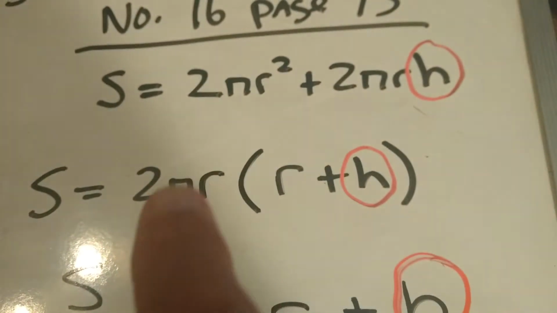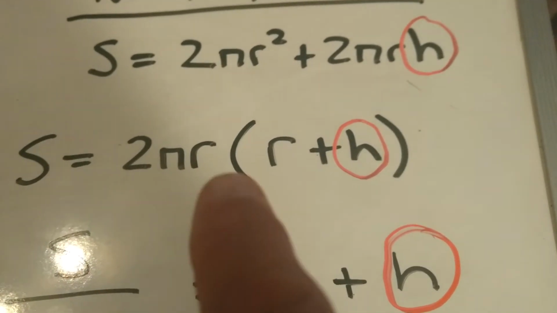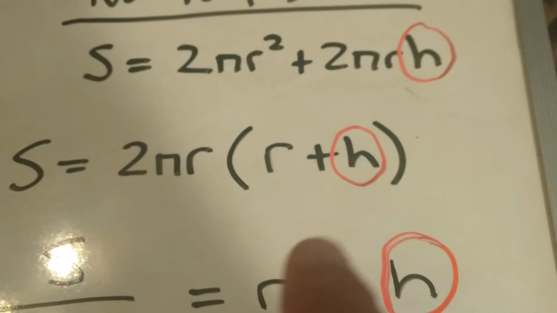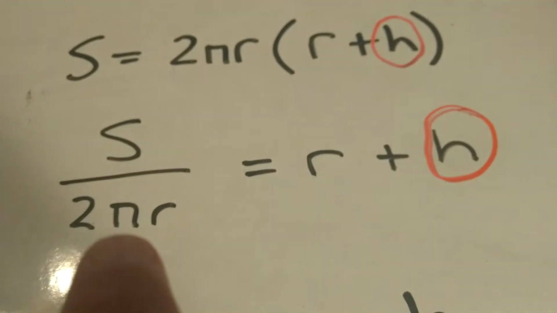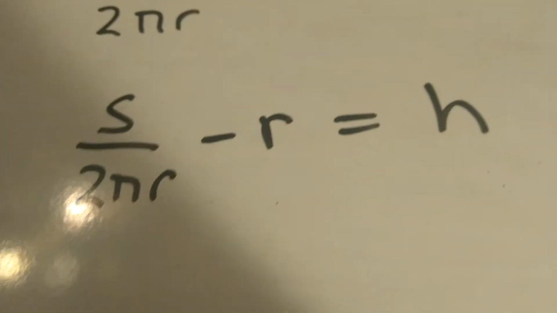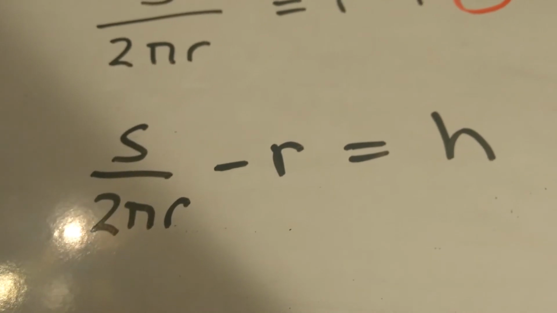So what I'm going to do is factor 2 pi r out. Now I got 2 pi r times parentheses r plus h. Because the 2 pi r is multiplying times parentheses, I'm going to divide it. Then I can subtract little r, and I've solved this problem. S over 2 pi r minus r equals h.